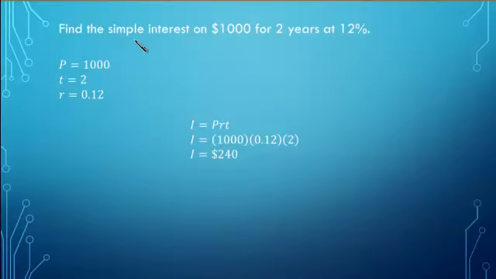In our first example, we are asked to find the simple interest on $1,000 for 2 years at 12%. Note this is a simple interest problem where the principal is 1,000, the time is 2 years, and the rate is 0.12. Remember, you have to convert from percent to decimal. The simple interest is simply the principal times the rate times the time, and that gives us $240.